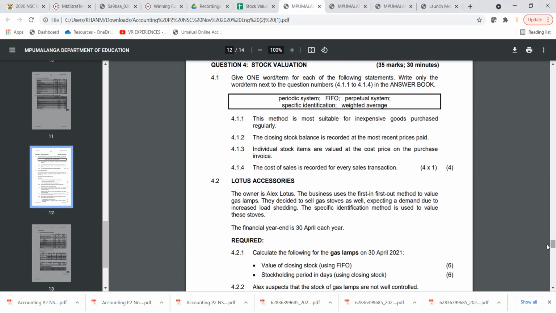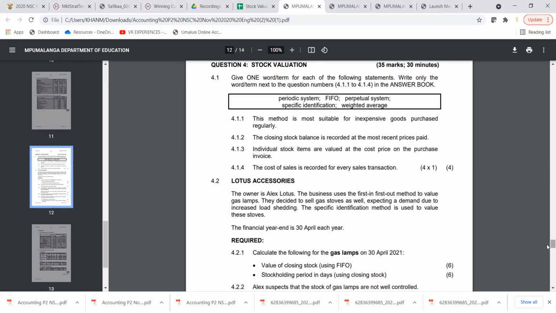So let's say: give one word or term for each of the following statements. Write only the word or term next to the question numbers 4.1.1 to 4.1.4 in the answer book. There you can see the terms they're giving us: periodic system, first in first out, perpetual, specific identification, weighted average.